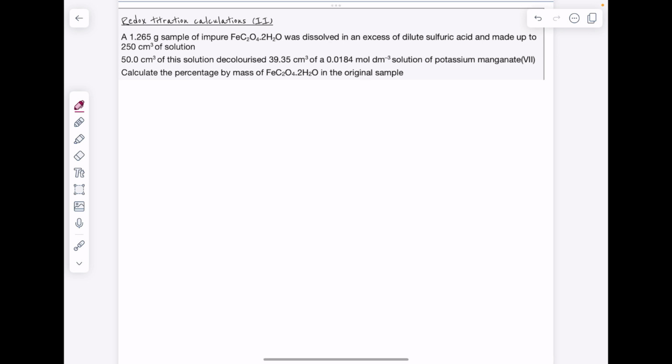Let's take another calculation now. A 1.265 gram sample of this impure compound was dissolved in an excess of dilute sulfuric acid and made up to 250 centimetres cubed of solution. 50 centimetres cubed of this solution decolorized 39.35 centimetres cubed of this concentration of potassium manganate(VII). Calculate the percentage by mass in the original sample.